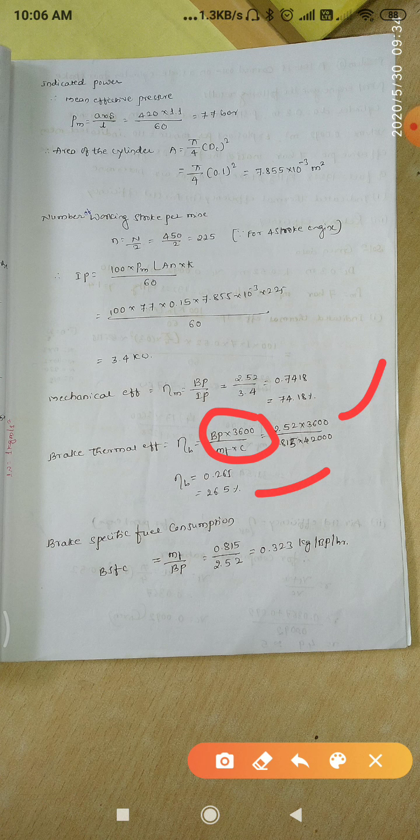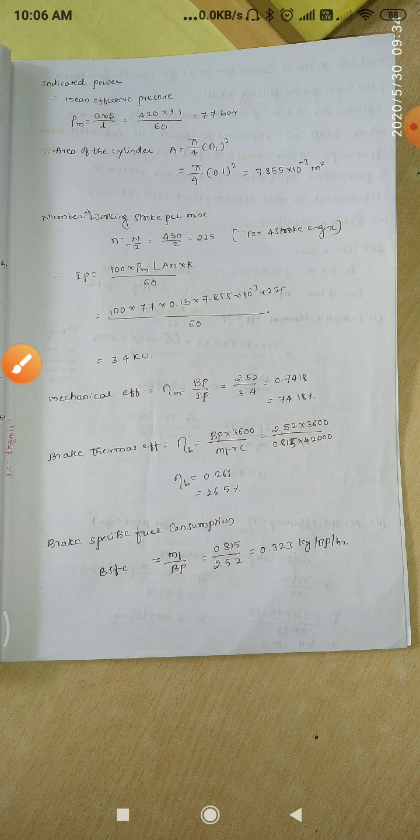The last is brake specific fuel consumption, that is equal to MF by BP. Mass of fuel is given 0.815, BP is 2.52, that is in terms of kg per BP per hour, that is equal to 0.323. This is the brake specific fuel consumption. This is regarding the third problem. Thank you for watching this video.